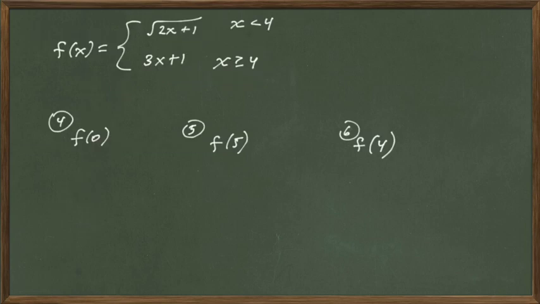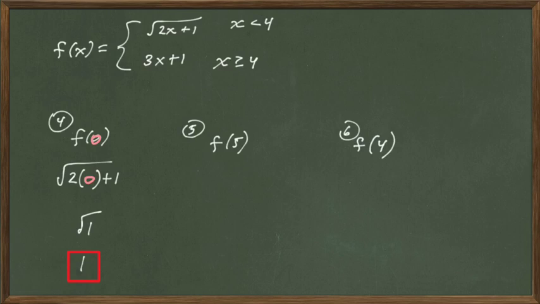Okay. Number 4, f of 0. Is 0 bigger than 4 or is 0 less than 4? So which one do I plug the 0 into? Because it's less than 4, I would use the top one. So I put in the 0, and I get square root of 1, which I'm not sure people wouldn't simplify. I got a lot of square root of 1 as an answer. I hope you know square root of 1 is 1.